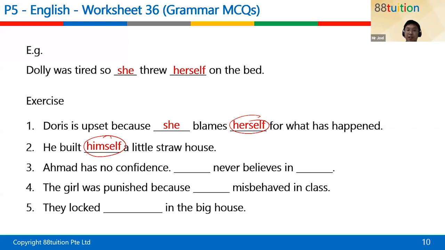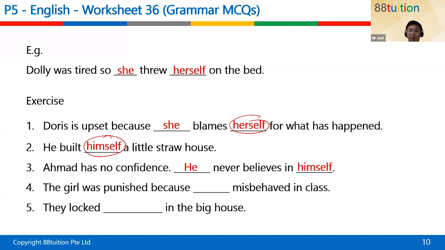So yeah, Regina is already giving me answers. And Jai can give me answers as well. Very good. Okay, so that's number 3. Ahmad has no confidence. He never believes in himself. Okay, number 4. Some of you have already given me some answers here.